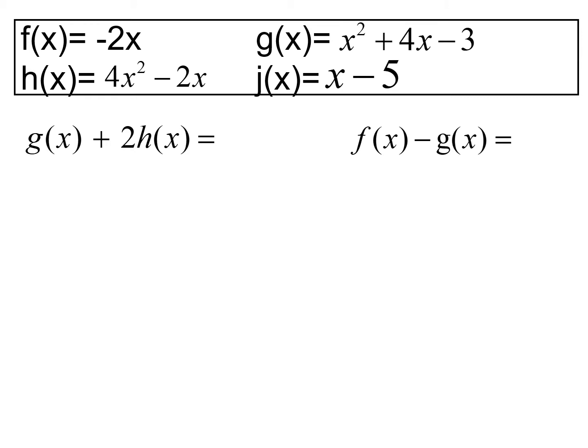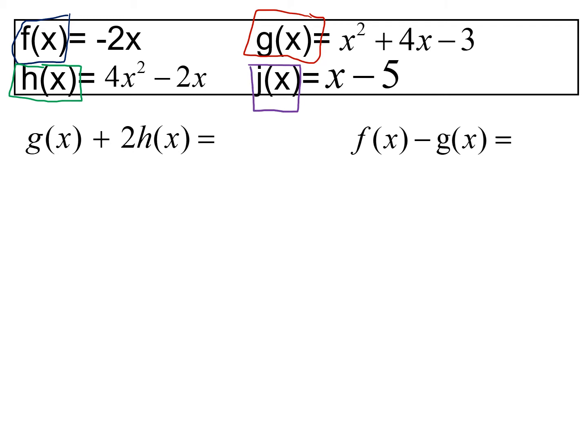Okay. So on the very top, we've got 4 functions, and we're going to make some compositions of those functions. I have f of x, g of x, h of x, and j of x. For f of x, I'll use blue. G of x, I'll use red. H of x, we'll use green. And for j of x, you can use purple.